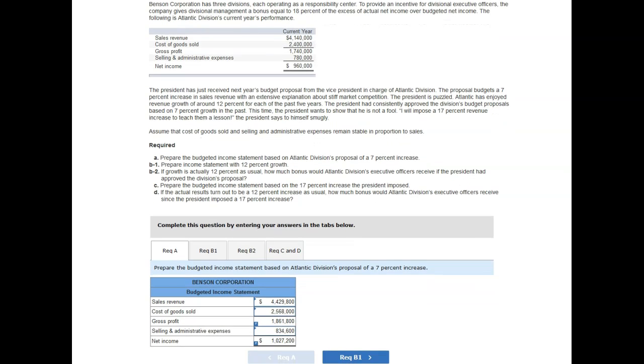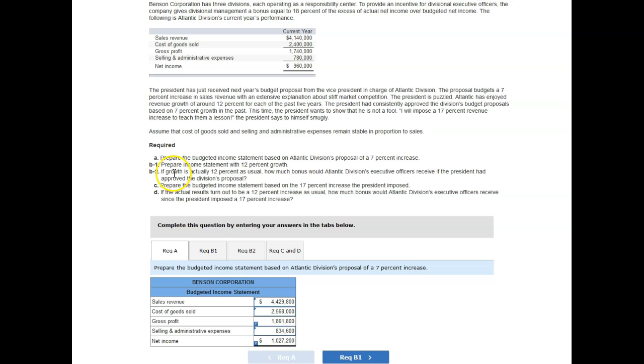Here's the solution for part A. What you will do is take each of these current year numbers, each one times 1.07. And that'll give you the 7% increase. If you do that, for example, sales, I'll type it in on the calculator: 4,140,000 times 1.07, and that gives you 4,429,800. Do that for each of these numbers. And when you do that, here is a budget based on a 7% increase above the current year's numbers.